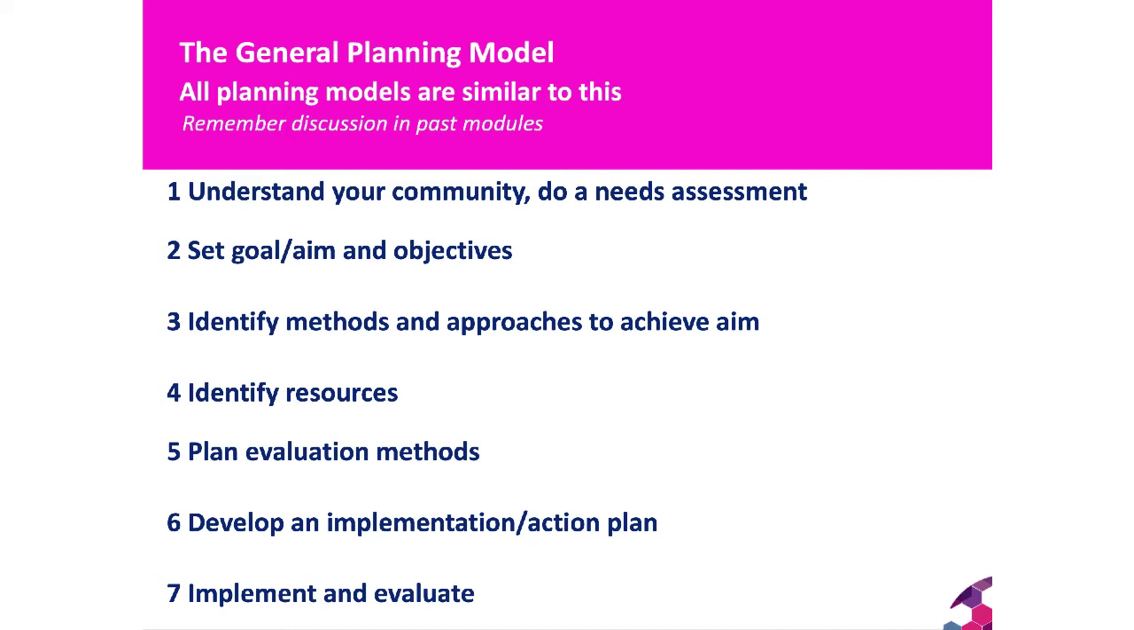So, the General Planning Model has 7 steps. Understand your community by doing a needs assessment. Set a goal or aim and some objectives. Identify the methods and approaches you're going to use, the specific activities that you will have in your project to achieve your aim. Identify what resources you need. Plan and design the evaluation methods, develop an implementation action plan, and then implement and evaluate your project.